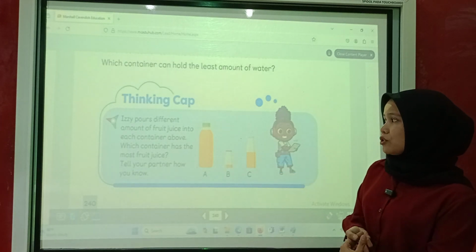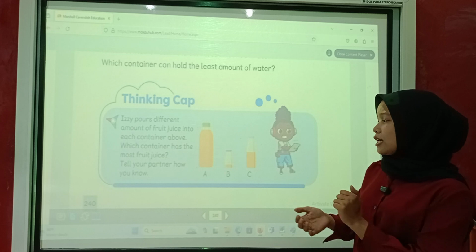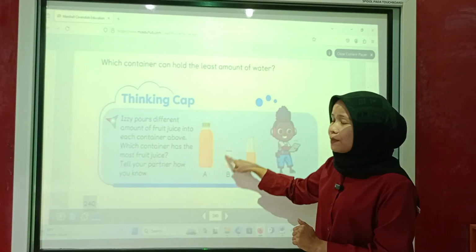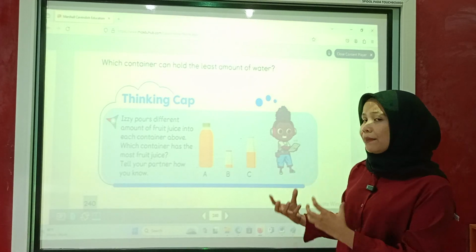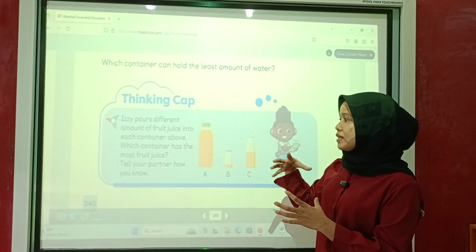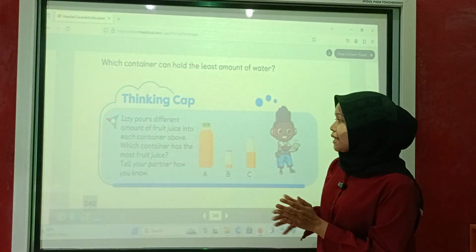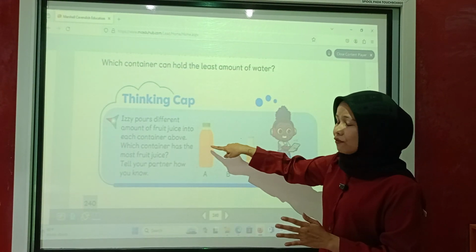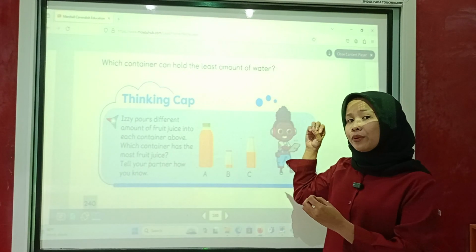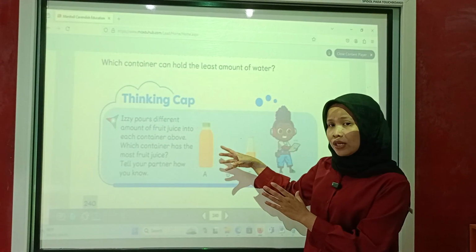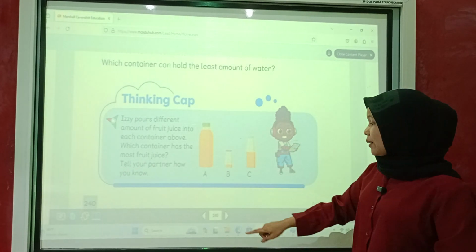Easy pours different amounts of fruit juice into each container above. Which container has, as I told before, the biggest bottle always has the most amount of water. But if we fill half of this small one, maybe it will be the same as the other one. But if we fill it full of water, it means that this is the most amount of liquid.